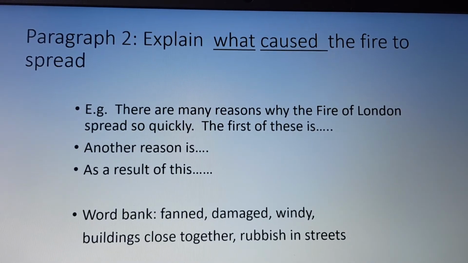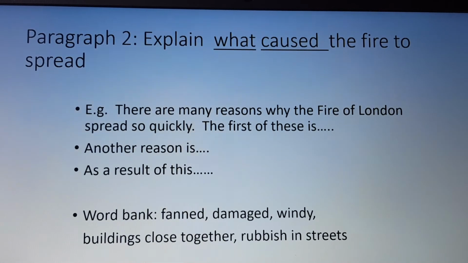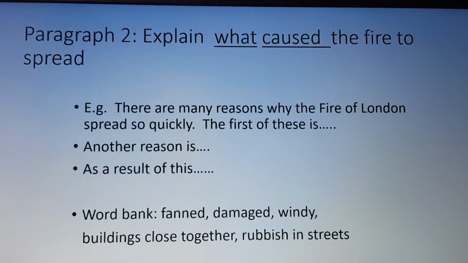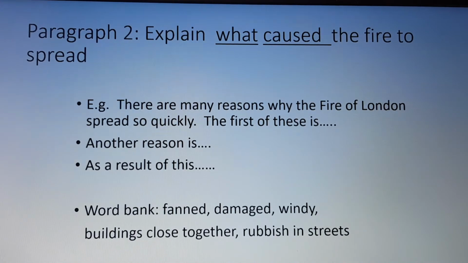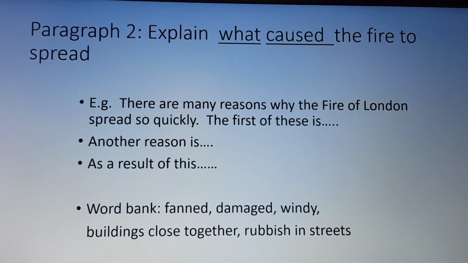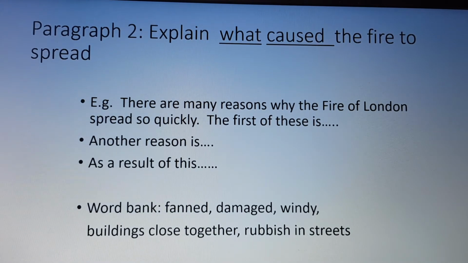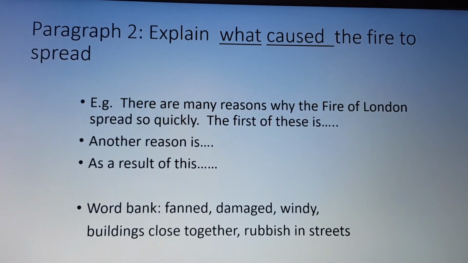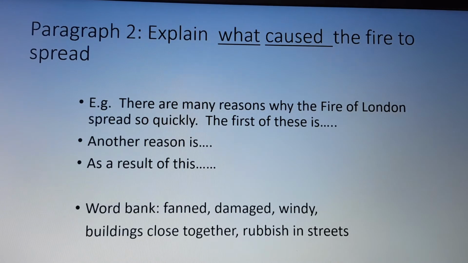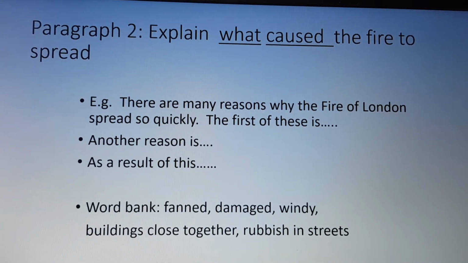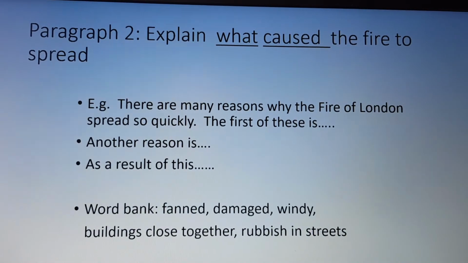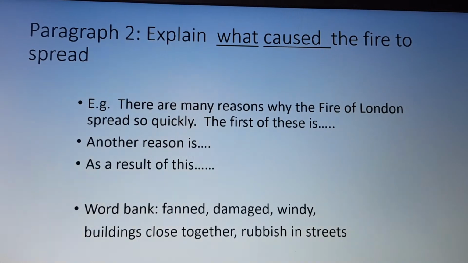The first of these is, now when you're doing this, try and go into some detail. Don't just put the first is there was lots of rubbish in the streets. Another reason is the wind was blowing. Explain why the rubbish in the streets would have caused the fire to spread quickly. Explain why the wind blowing is going to make the fire spread quickly. Explain why the houses being close together are going to make the fire spread quickly. So don't just list the reasons, try and go into a little bit more detail.